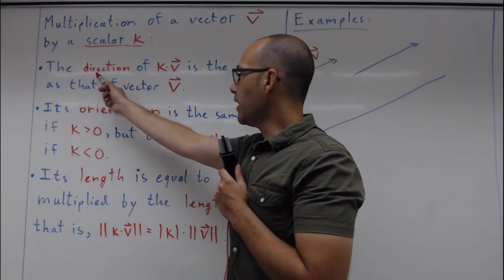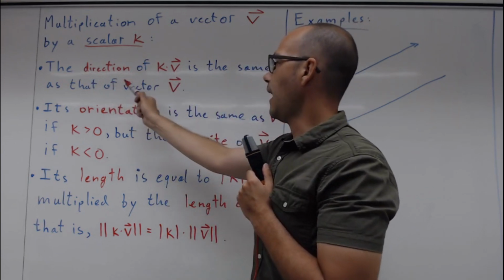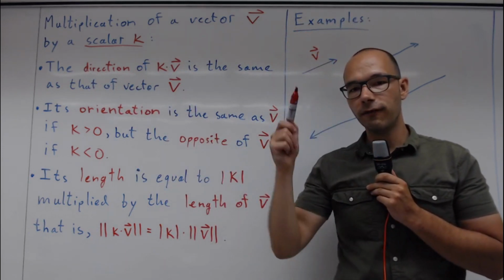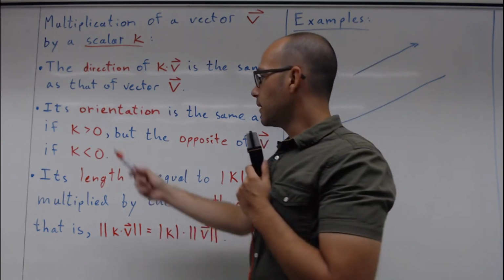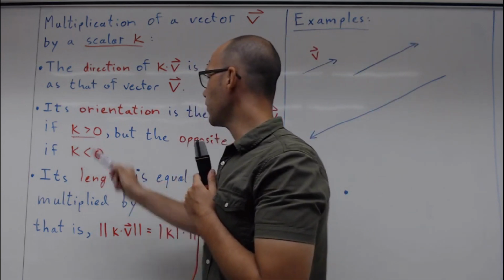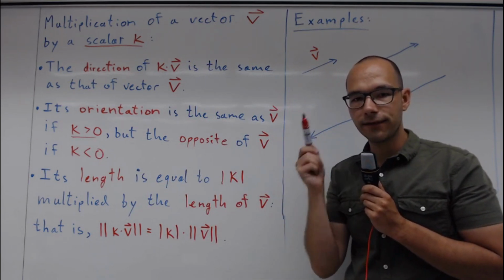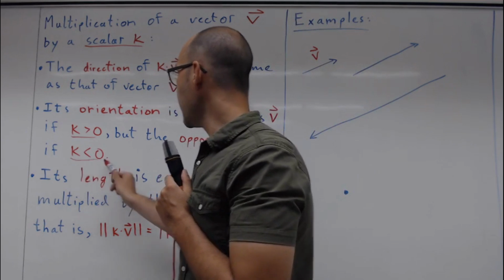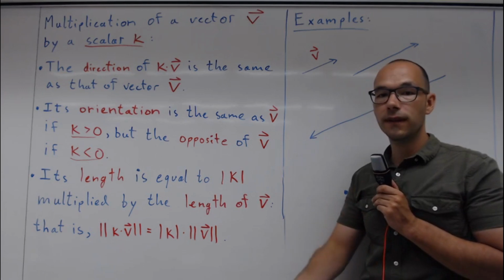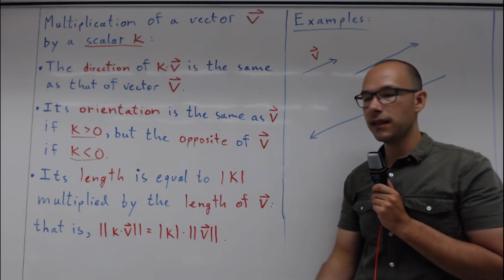Well, the direction of k multiplied by v is the same as that of vector v. So it does not change the direction. So the resulting vector will have the same direction. Its orientation is the same as v if k is greater than 0. So if k is positive, it's the same orientation as v. But if k is negative, it's going to be the opposite of v. So we have to be careful, but it does make sense with the previous video where we saw the opposite of a vector, negative v. So it does make sense.